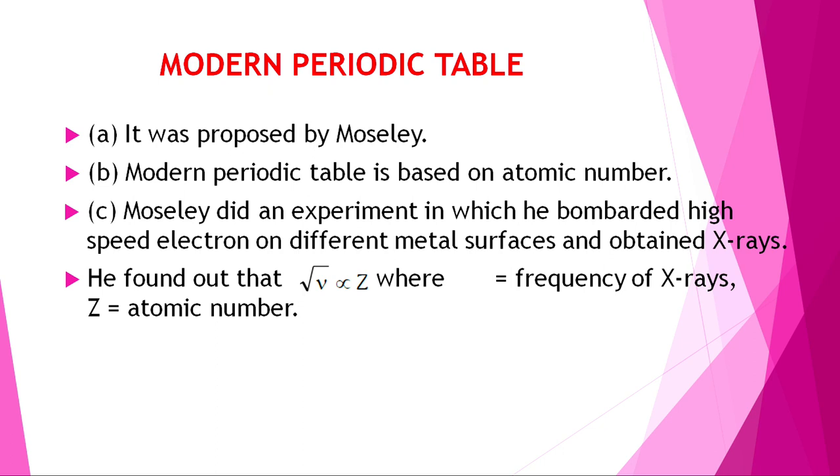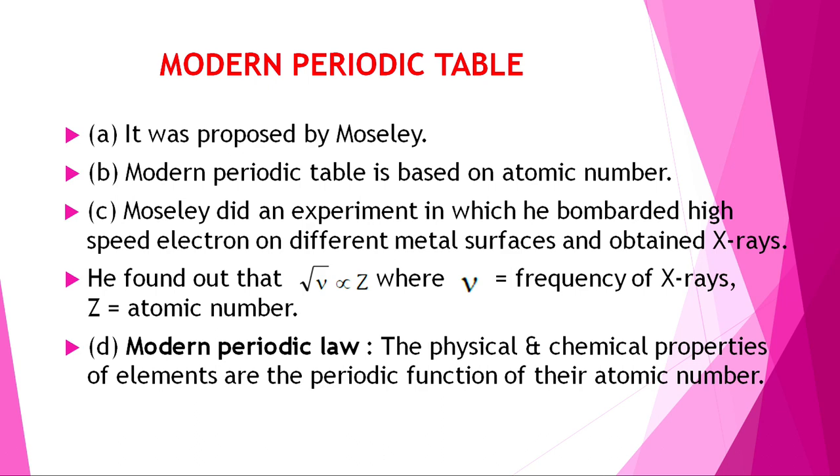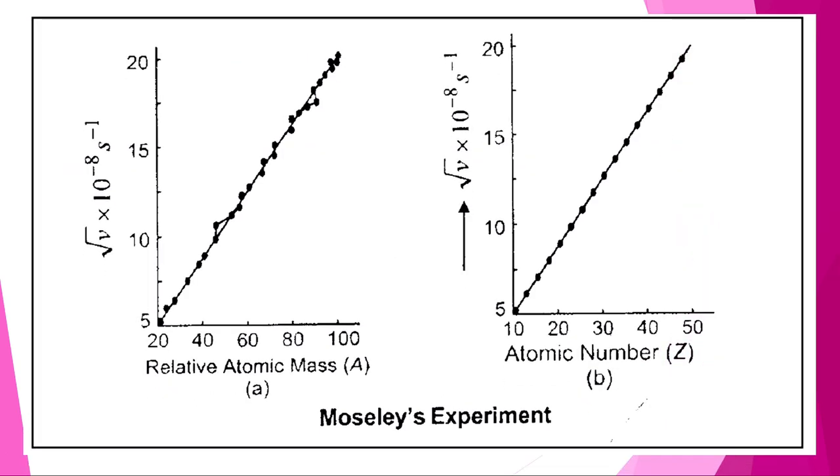One graph was on the basis of X-axis and Y-axis, as you can see here. Here, the square root of frequency is compared with relative atomic mass. And in the second graph, the square root of frequency is compared to atomic number. You can see we get a straight line. So, the square root of frequency is directly proportional to the atomic number. So, he found that atomic number is a more fundamental property than atomic mass. That is why a periodic table should be made on the basis of atomic number and not on the basis of atomic mass.